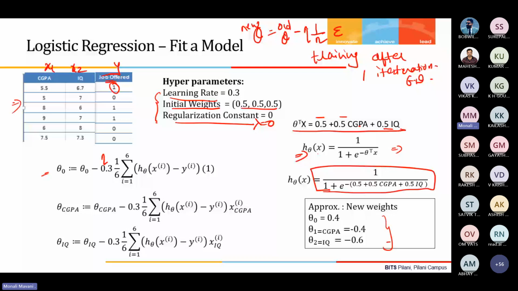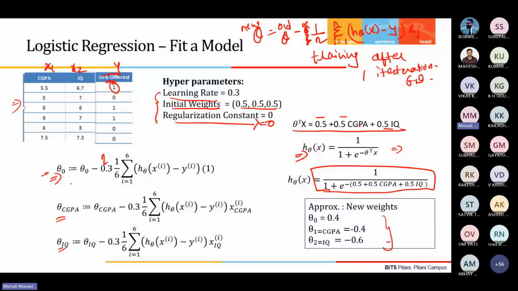I is equal to 1 to how many examples we have? And then we will do h of theta x minus y, that means prediction minus actual, multiplied by the corresponding feature value. This is not so difficult to remember. That's what is applied for each of the parameters, and that's what we need to calculate.